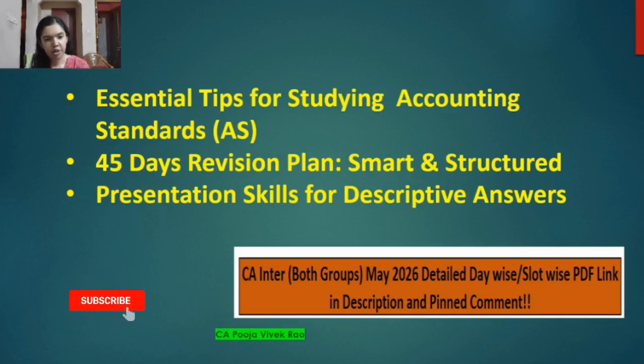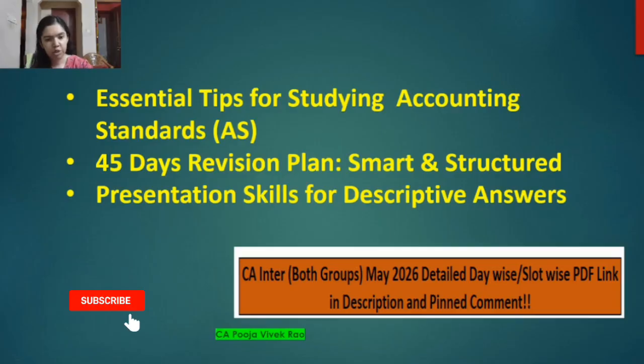And the next key point is highlight the answer. As I mentioned earlier, box or underline the final answer to make it instantly visible to the examiner during evaluation. So basically clarity and structure impress examiners and can significantly impact your scoring, especially in descriptive sections.